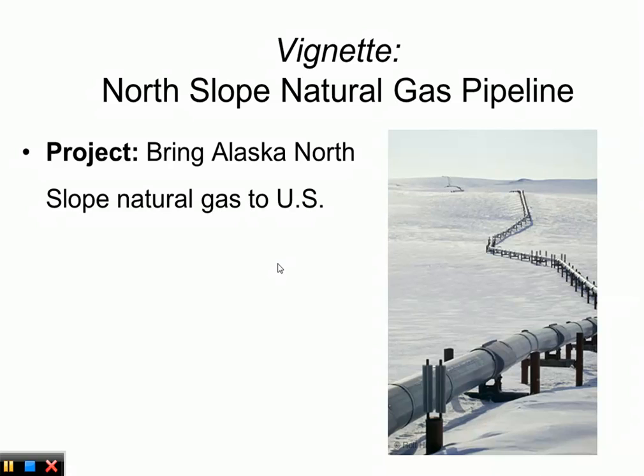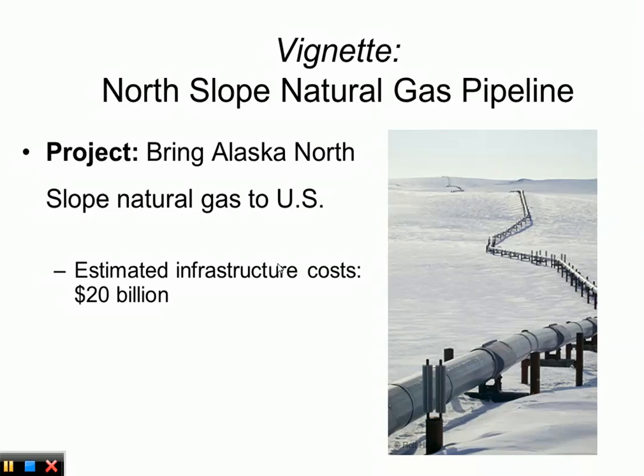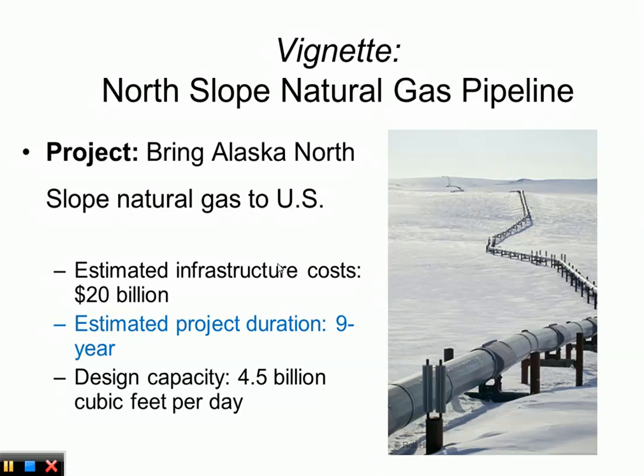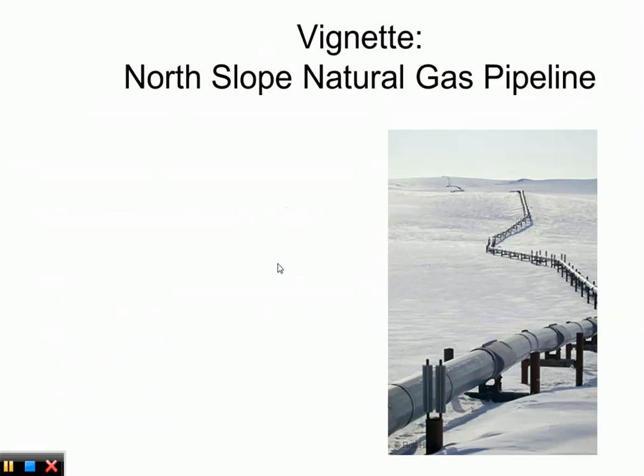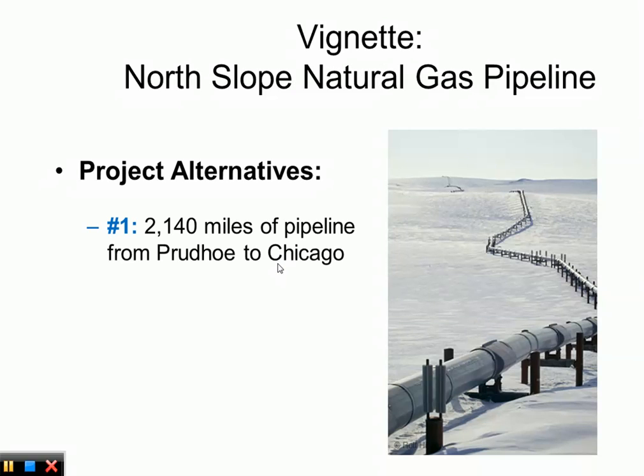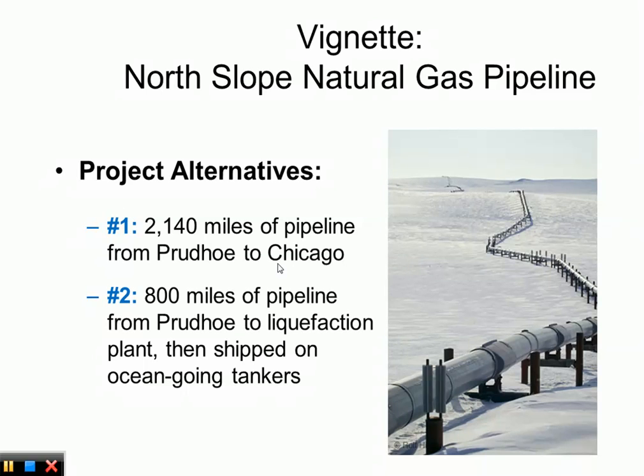The project that we are considering is bringing Alaska North Slope natural gas to the United States. It will have an estimated infrastructure cost of $20 billion and an estimated project duration of 9 years. As you can see, it's quite a long project. The design capacity is 4.5 billion cubic feet per day. There are project alternatives. The first alternative is 2,140 miles of pipeline from Idaho to Chicago. If we don't go with alternative 1, we can go with alternative 2, which is 800 miles of pipeline from Idaho to a liquefaction plant, and then it's shipped on ocean-going tankers.